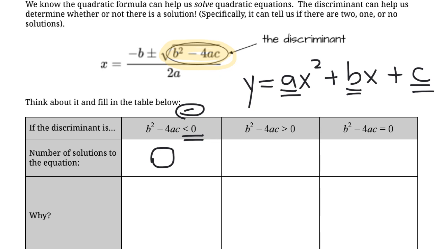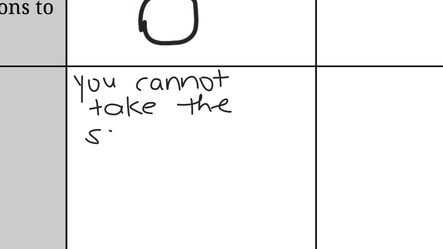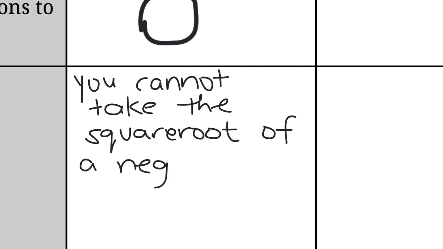If you were to try to take the square root of a negative number and put that into your calculator, it would give you an error. So that is what signifies that there are 0 possible solutions. You can't solve that equation any further. So I'm going to write that here in this box. I'm going to say you cannot take the square root of a negative number.